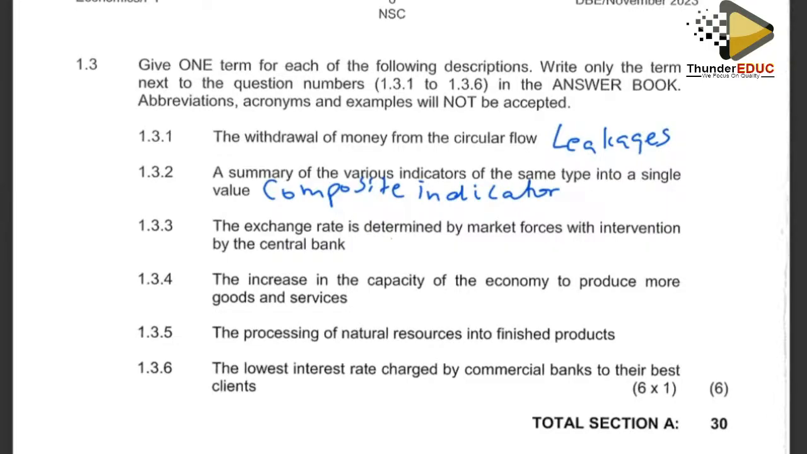The fact that the central bank in this regard is actually now being part of this forex means the appropriate answer is going to be fixed exchange rate, because we have the floating or free exchange rate where there's no central bank intervention. So this one is going to be fixed exchange rate.